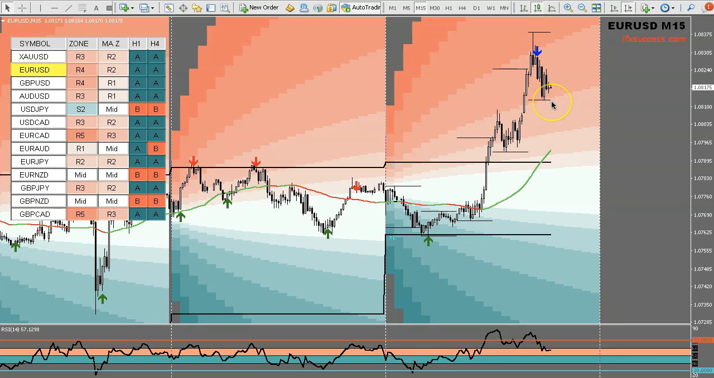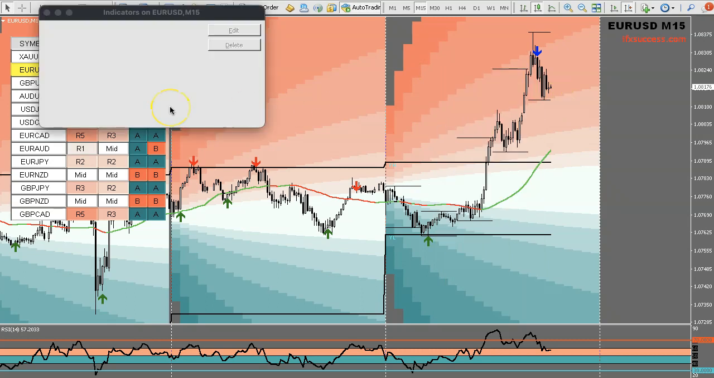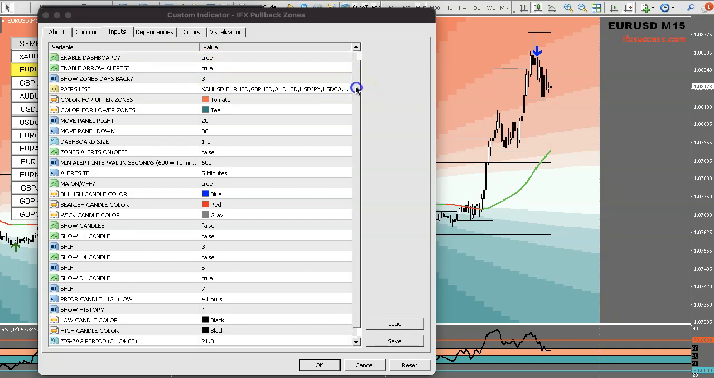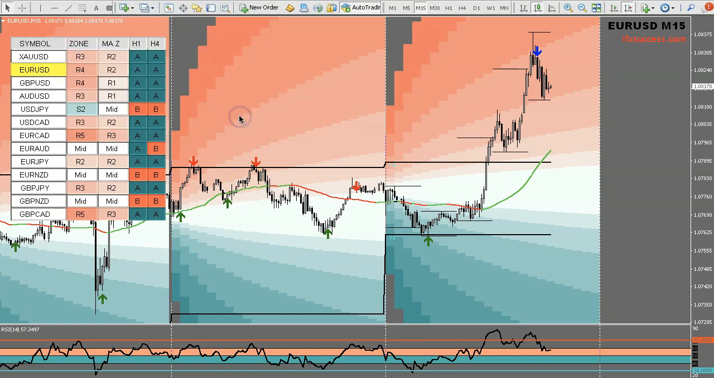Okay, so very simple. Now, right here on the indicator, when you go to the pullback zones, you can enable the dashboard, and you can enable the arrow alerts if you want. Again, we talked about this in the settings already. For now, on this 4-hour show history, I'm going to put in 200 so I can go back and it gives me more lines, so I can show you more examples of what we're going to be looking for.